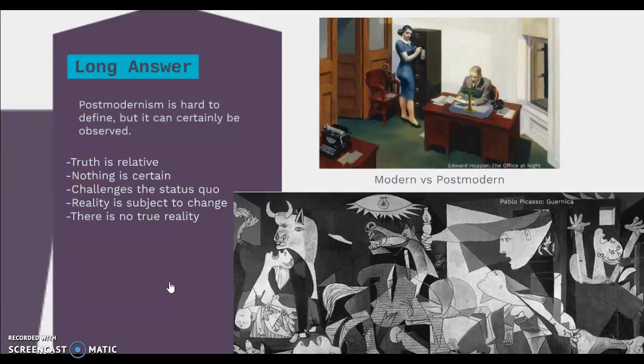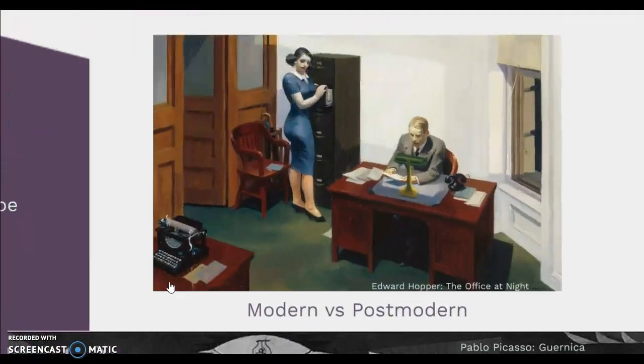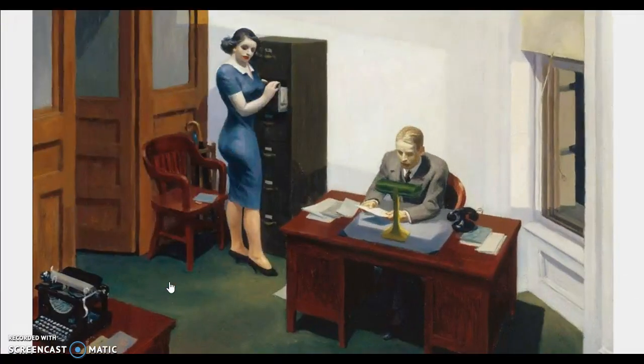So the modern age, we're going to look at, like I said, scientific, exact proportions, things like that. This painting, as you can tell, is realistic. Their shadows are in the right places. The people look like actual people. The typewriter has all the number of keys it should have. The light is cast in the right places. This is called Office at Night by Edward Hopper. Give you a minute to take this one in.